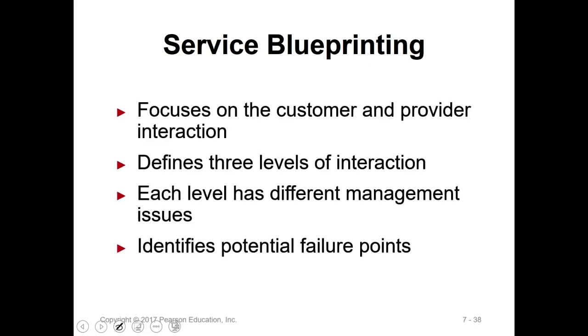The next one is the service blueprint. Service blueprinting mainly focuses on the customer and provider interactions. There are 3 levels of interactions in the service process, and each level has its own main players, who is the dominant person, and it also gives us an idea where there is a potential risk point or failure point in the process.